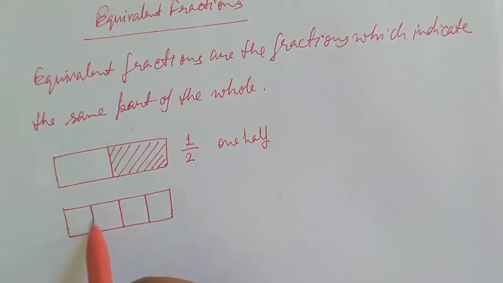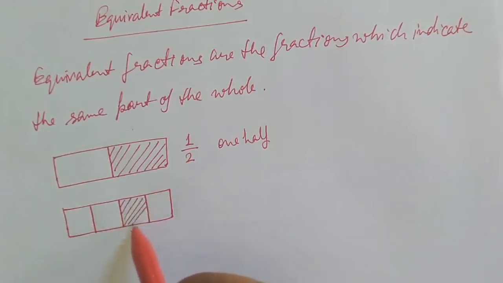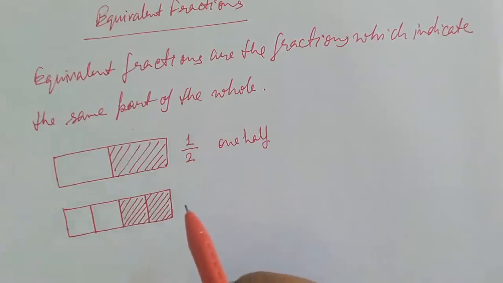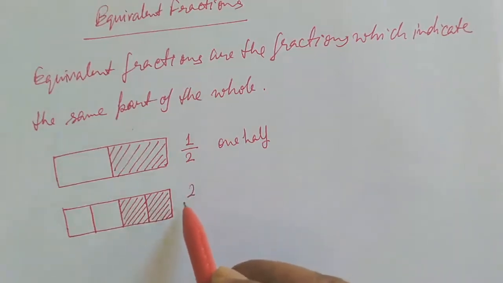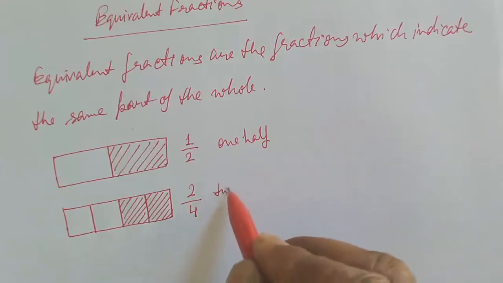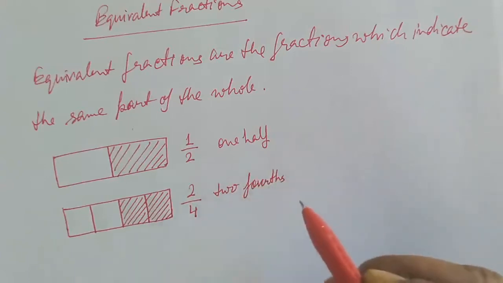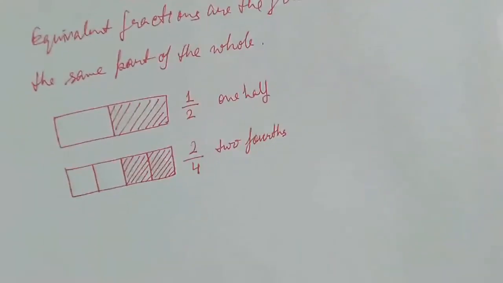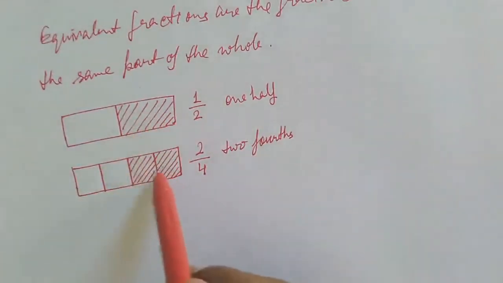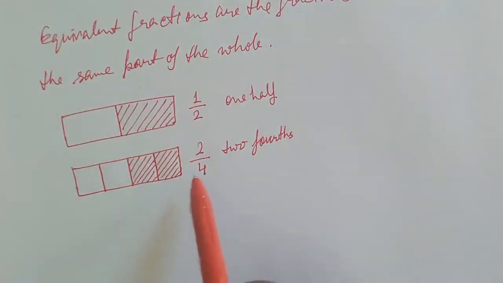Now suppose that we are dividing the same strip into 4 equal parts, and let us shade these two parts. So now 2 parts out of 4 equal parts have been selected. They have been shaded. So this is called 2 fourths. Now as you can see that this shaded part and this shaded part, they are same, they are equal.